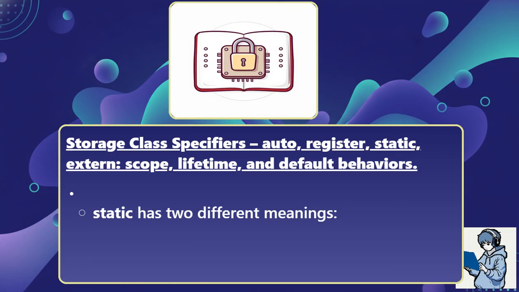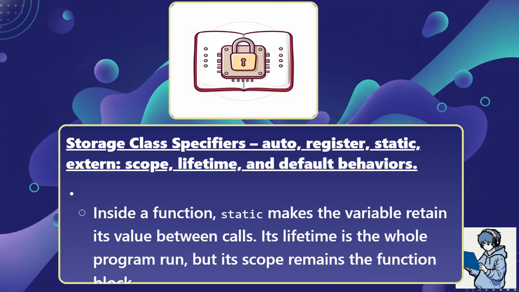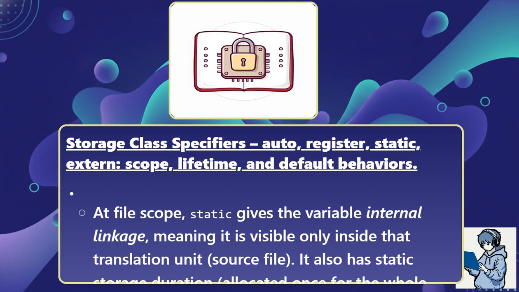Static has two different meanings. Inside a function, static makes the variable retain its value between calls. Its lifetime is the whole program run, but its scope remains the function block. At file scope, static gives the variable internal linkage, meaning it is visible only inside that translation unit, the source file. It also has static storage duration, allocated once for the whole program.